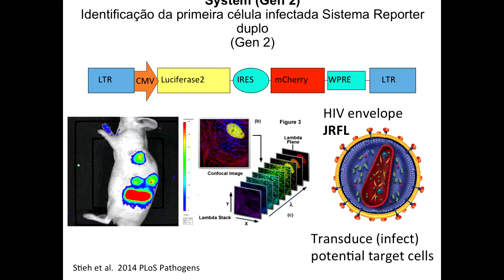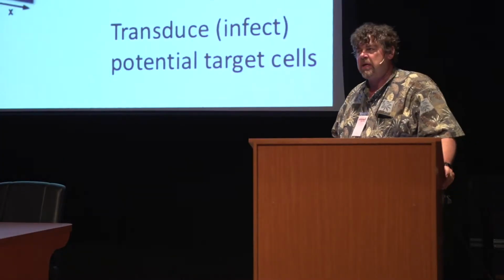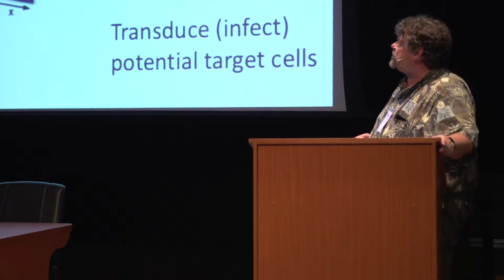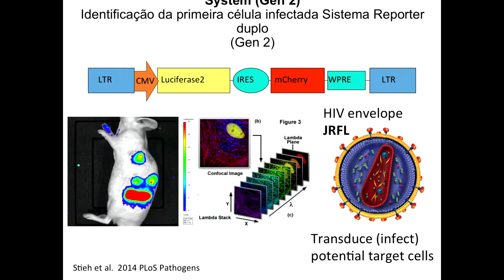So anyway, the goal was to identify the first cells that get infected, and the strategy was to use a vector. And the reason we chose a vector is that it can't replicate. So any events you see that are infection or transduction have to have come from the original inoculum. The downside of this is that this isn't a real virus, but we'll address that a little bit later. So finding these very rare initiation events is a little bit like looking for a needle in a haystack.